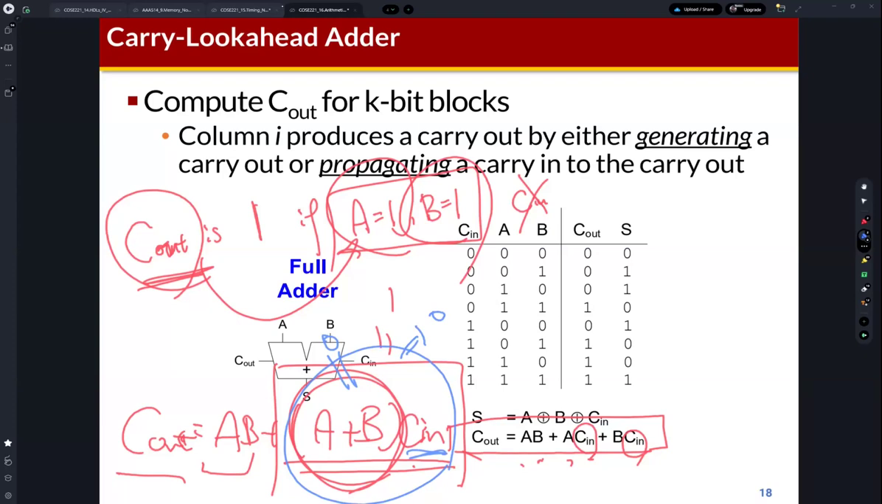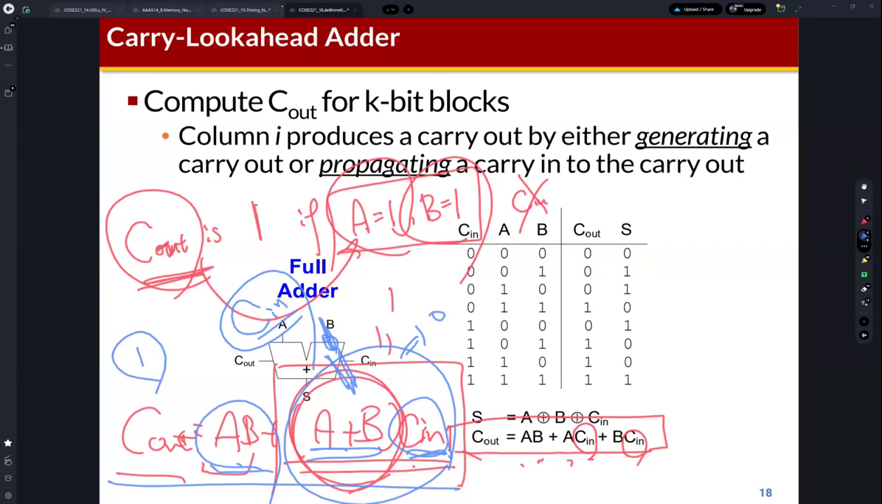So C in is just removed. But if this term is 1, then it is equivalent to C in. What does that mean? It means the carry from the previous digit is propagated. So for this equation, we can analyze the property of this carry generation. This term does not include the carry in, but C out becomes 1 if A and B are both 1s. So the carry is generated only using A and B.